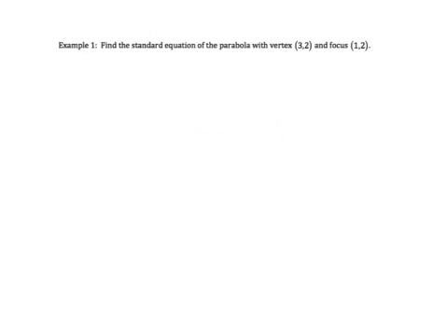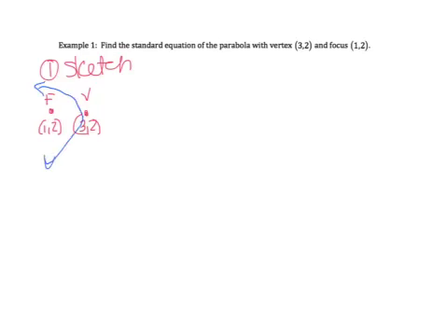All right, so let's start with example 1 here. In example 1, it says find the standard equation of the parabola with this vertex and the focus. The very first thing I'm going to do is sketch these 2 points so I can see what I'm dealing with. If I have a vertex at (3, 2), there's my vertex, and my focus is at (1, 2), so my focus is going to be over here. I know that my parabola goes through my vertex and wraps around my focus, so I have a left-facing parabola.